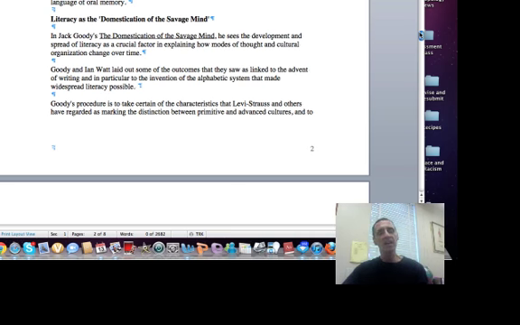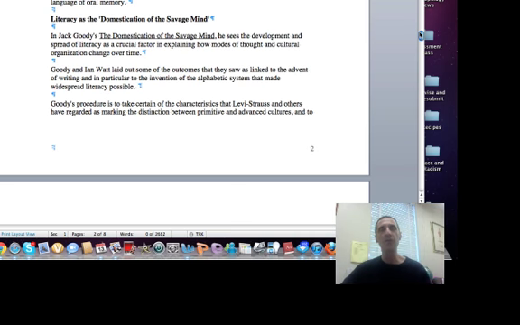and places. Essentially, Goody's procedure was to take certain of the characteristics that Levi-Strauss and others had regarded as marking the distinction between primitive and advanced cultures, and to suggest that many of the valid aspects of that distinction could be related to changes in the mode of communication, especially the introduction of various forms of writing.